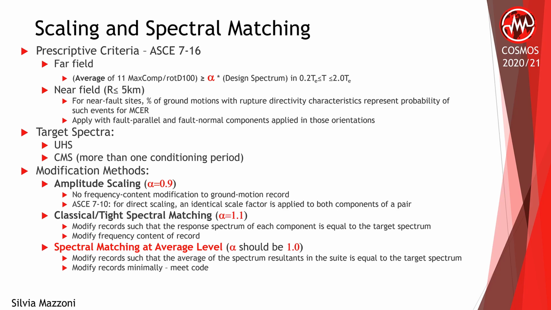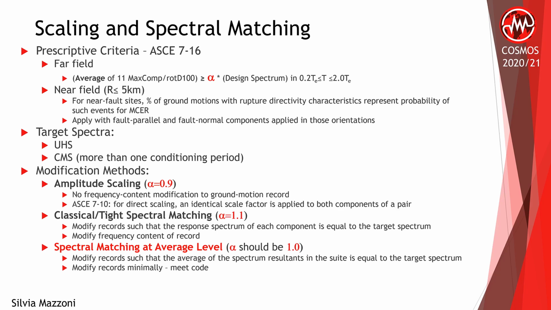And this has to be done within a certain period range. So you don't do it over the entire period range of your ground motions, but it becomes very specific and associated with the specific period of your structure. For near fault sites, the records that you have selected must represent pulse characteristics and other characteristics that are representative of your site. Those are really dependent on magnitude and distance from the fault. And so you've got to apply the records in the fault normal and fault parallel components of these orientations.